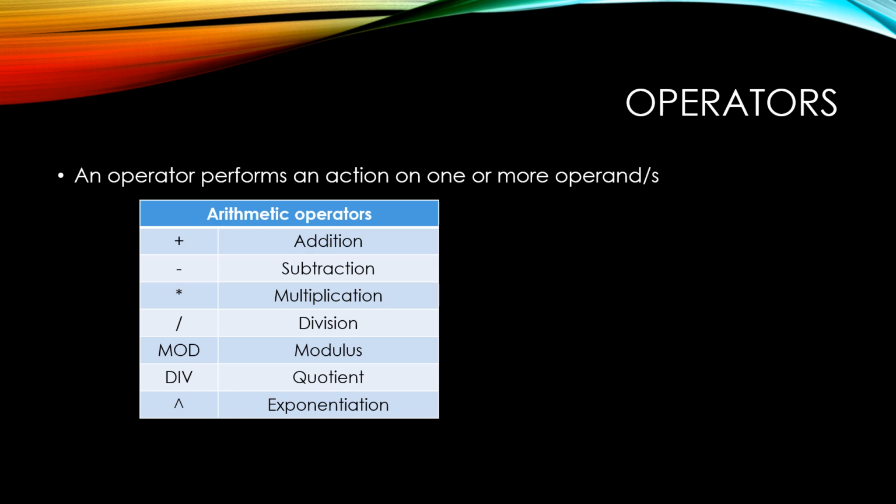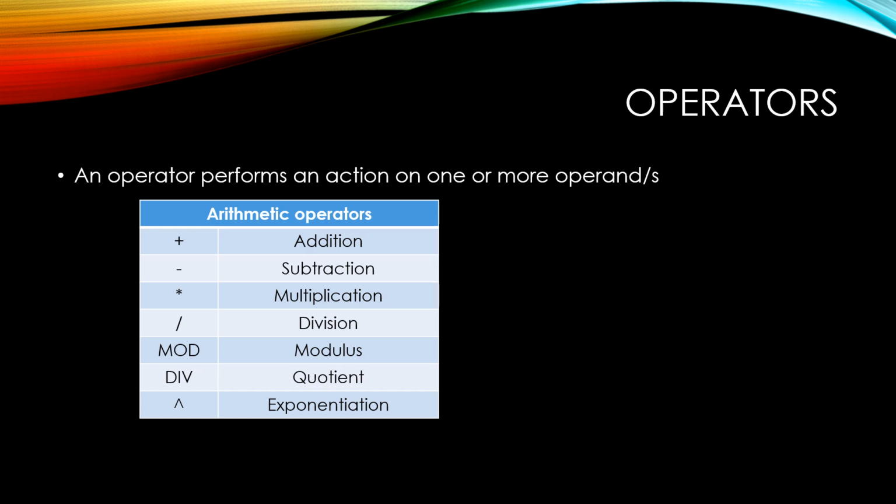Mod is the same as saying keep the remainder after a division. So if we were to say 9 divided by 4, the result would be 2 remainder 1. If you said 9 mod 4, the answer you would get back would just be 1. Div is the opposite of that. It says give us the whole number part and ignore any remainder. So if we said 9 div 4, we would get back an answer of 2.